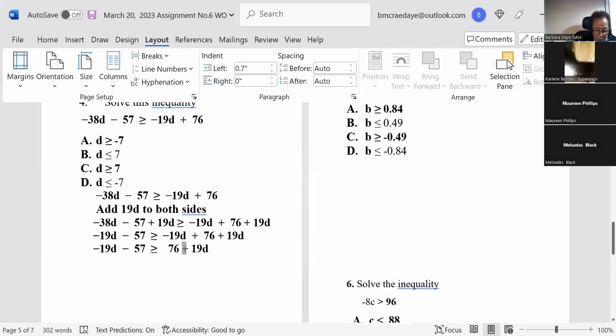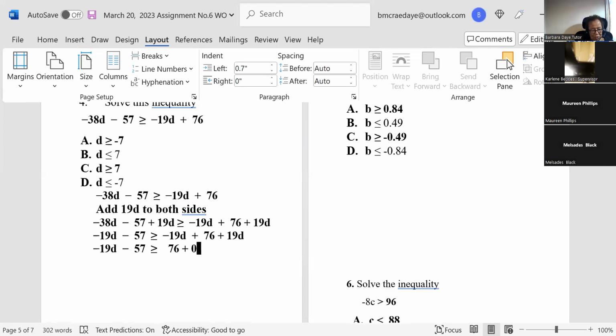Any questions so far? Everybody with me? What you have left is minus 19D minus 57 greater than or equal to 76, because like Maureen said, the minus 19D and the plus 19D is 0. And 76 plus 0 is just 76. So I'll put the 0 there so you see. That's a 0, right?